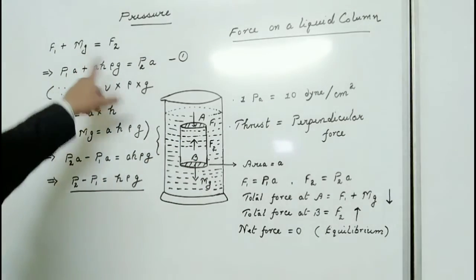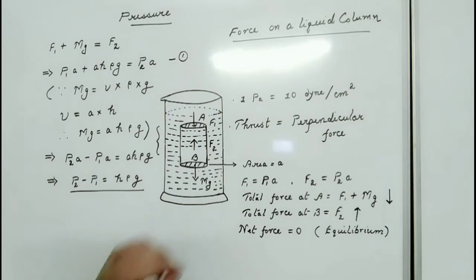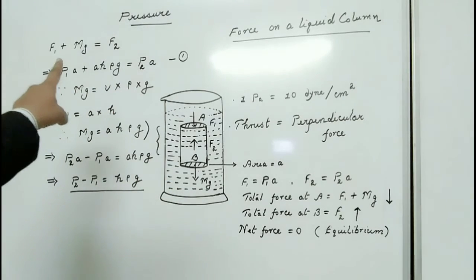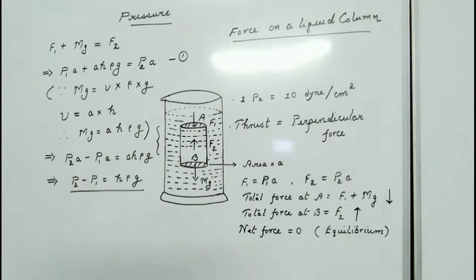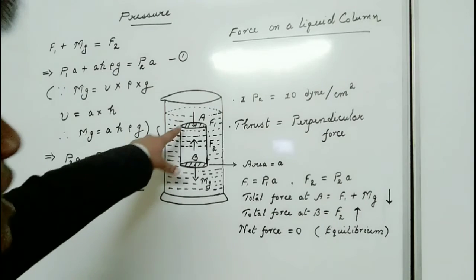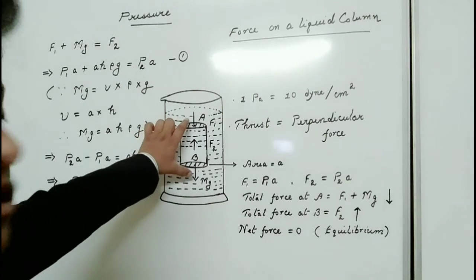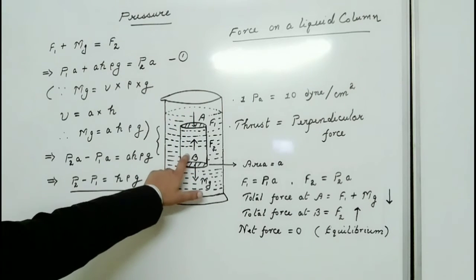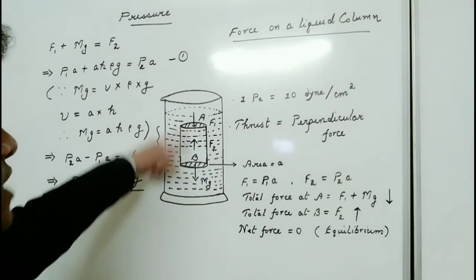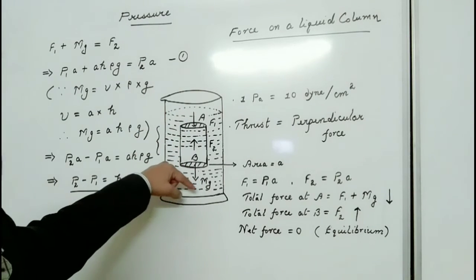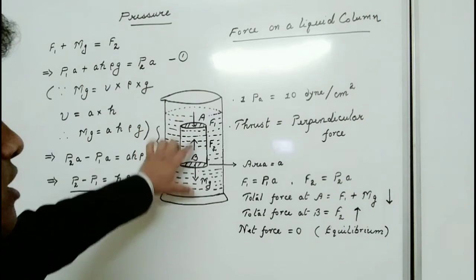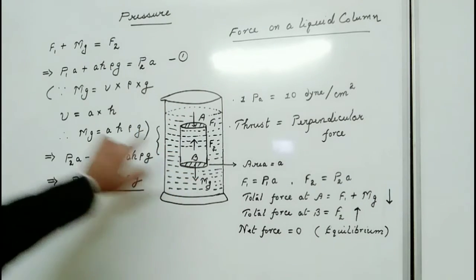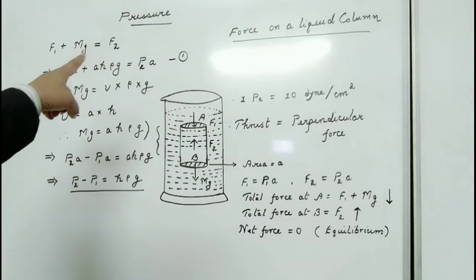Now we come to the expression here on the top. Let us balance the forces. You can see the first step: F1 plus mg equal to F2. Why are we writing F1 plus mg equal to F2? Because F1 and mg are the two forces acting downward, and F2 alone is the upward force, the buoyant force. These two downward forces are added together, and this is balanced by the upward force. So I am writing here F1 plus mg equal to F2.